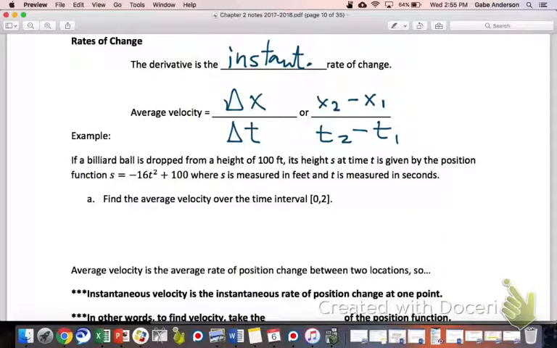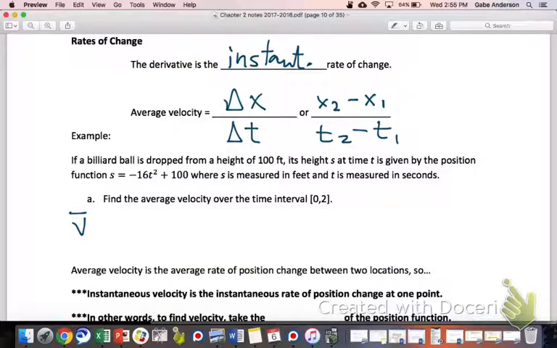So there's your kinematic for position. S is measured in feet. T is measured in seconds. Part A just says find the average velocity over the time interval 0 to 2. So let's at least formalize this, and we can maybe pick it back up next time. If I were to say average velocity, the symbol for that is V with a little bar over it.